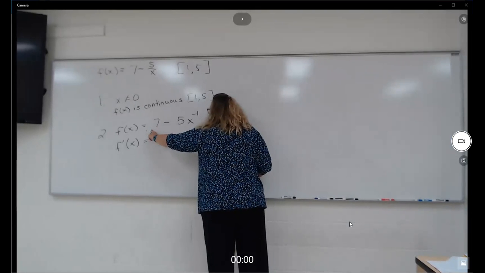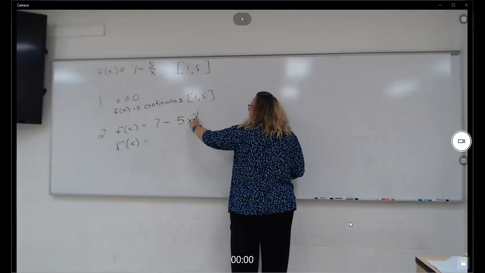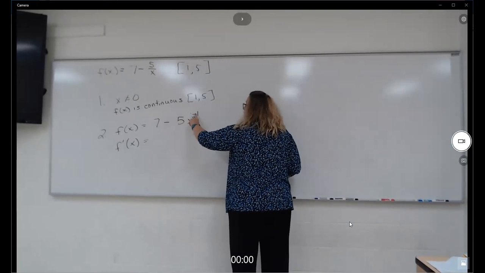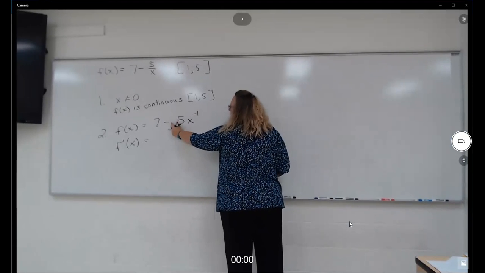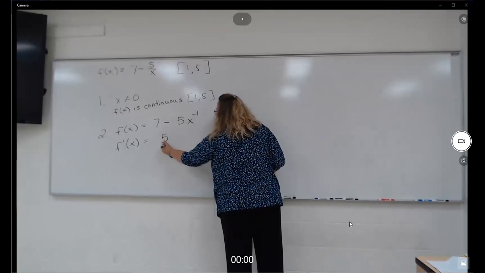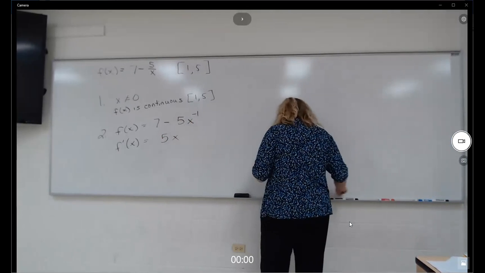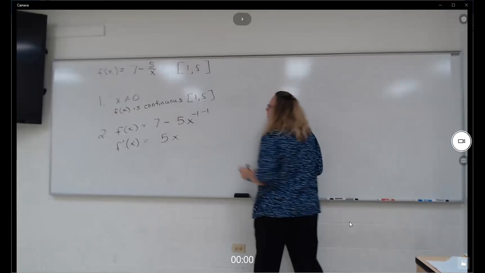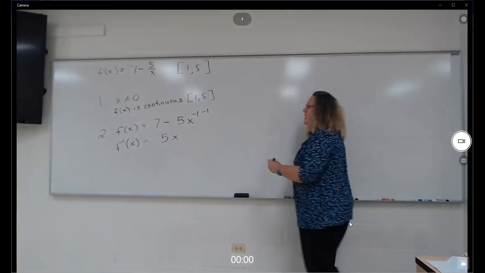The derivative of 7 goes away. The derivative here, roll the exponent down. Now we just happen to have a negative 5. Doesn't matter how much space there is, this is still a negative 5. Negative 5 times negative 1 makes it a positive 5. And then don't forget you subtract 1, so that takes us to negative 2.